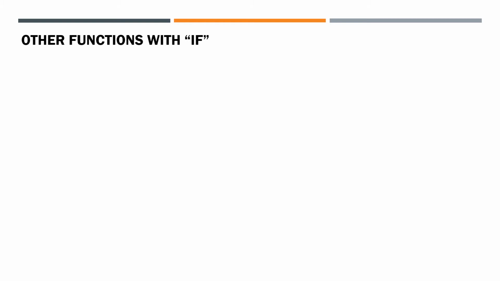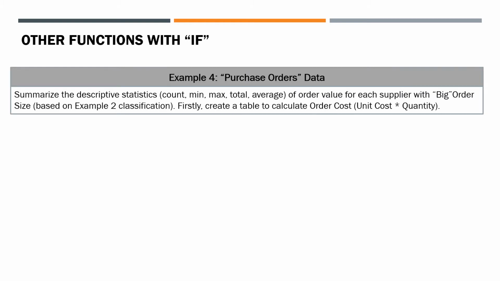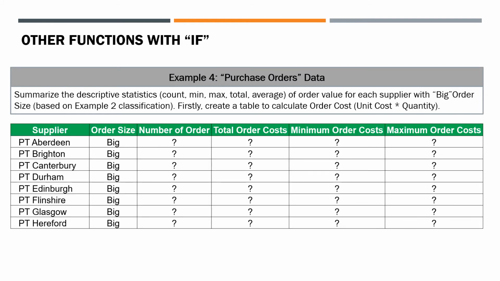And now we are going to have the exercise with combining if function with another basic Excel function. We have to summarize the descriptive statistics for count using count, min, max, total, and average of order value for each supplier here, with order size of big order based on example 2 classification. Firstly, you have to create a table to calculate order costs, which is by multiplying unit costs multiplied by quantity. Let's have a look at it in our next Excel example.